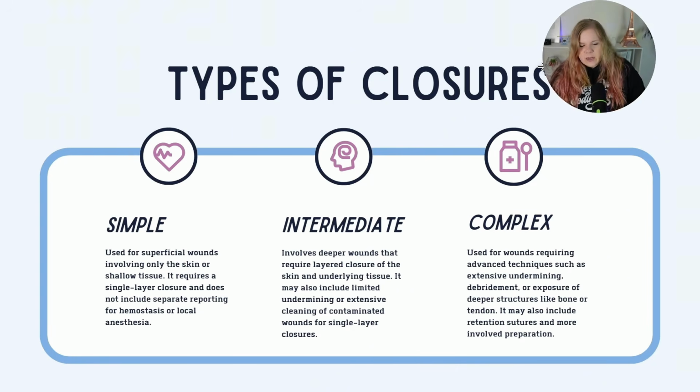When we're looking at provider documentation, we really have to have a substantiation of what the requirements are for that closure. The provider cannot just state in and of itself, it was an intermediate closure, it was a complex closure. We need those details of what made that a complex closure because the criteria for that needs to be met, not just the statement of complex closure. When we come to complex closure, that is used for when we are doing closures that require something more than a layered closure. So it's extensive undermining. We're doing a lot of debridement.